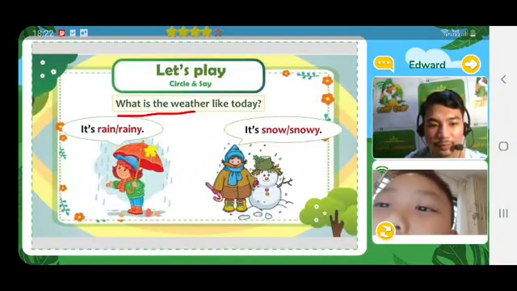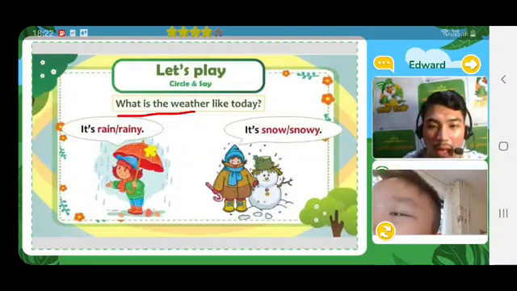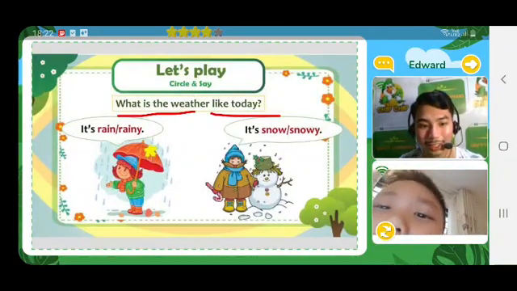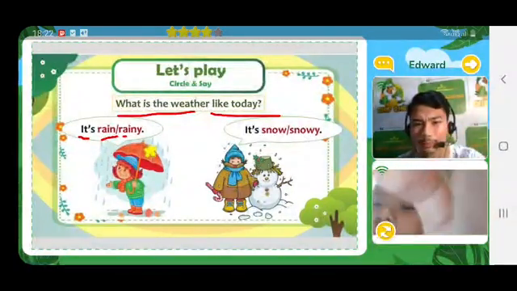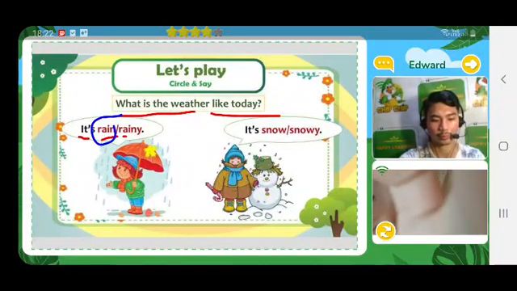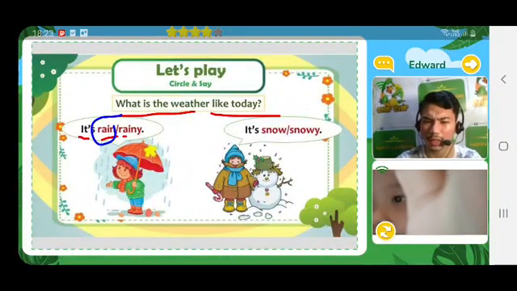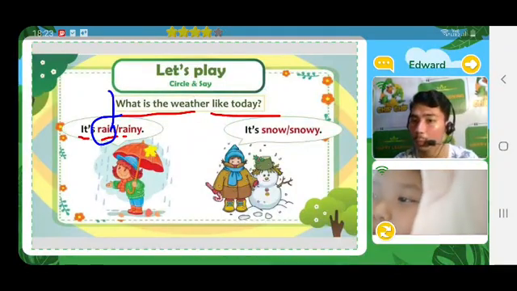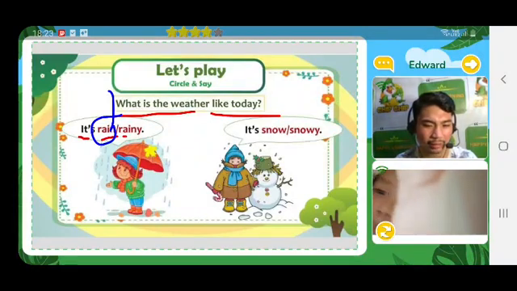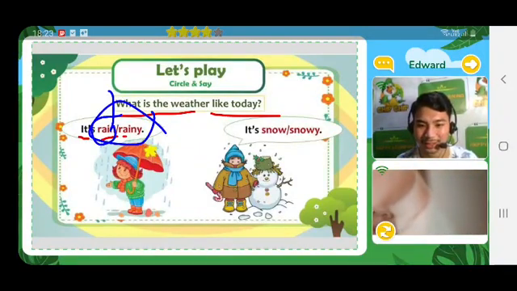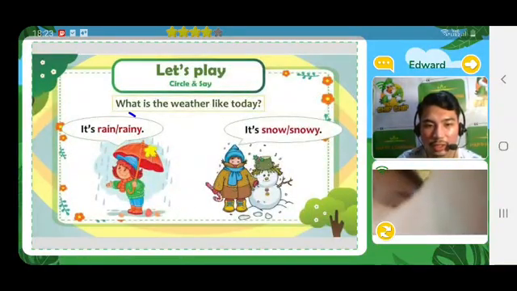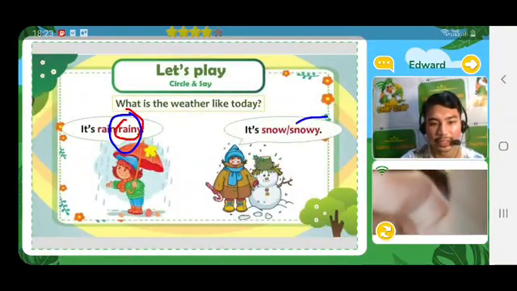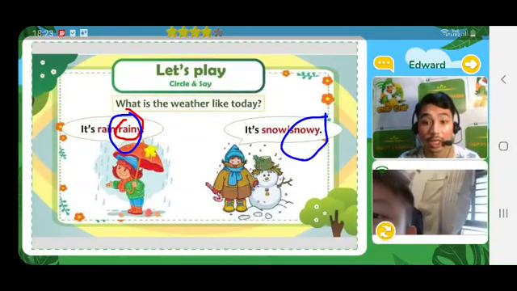Okay. How about the next one? What's the weather like today? It's rain or rainy? Circle. Is it rain or rainy? Rainy. Very good. You see up here, it's rainy. Yes. How about the next one? It's snowy. Wow. Good job. It's snowy. How about here?